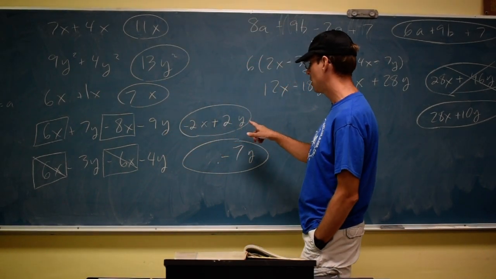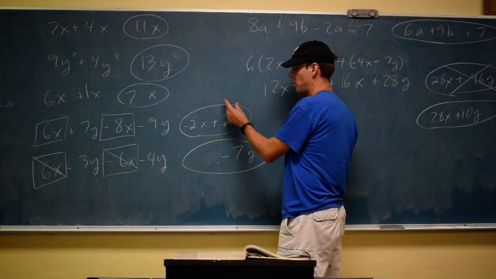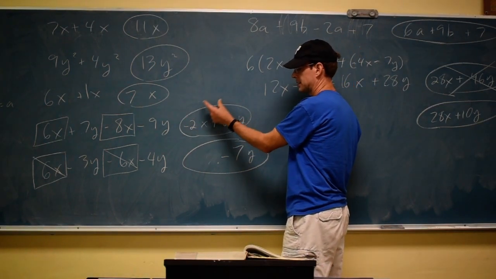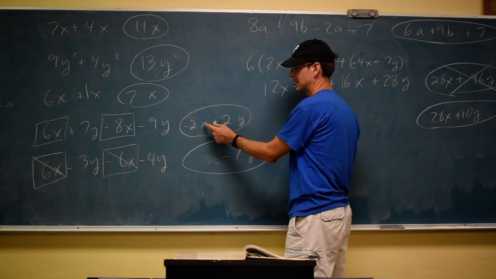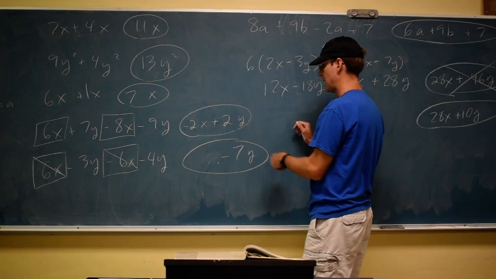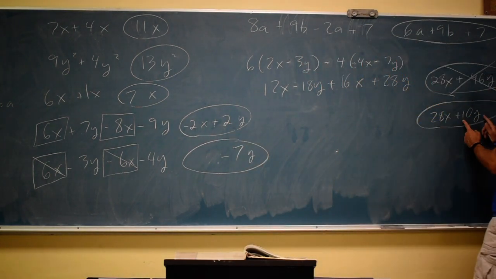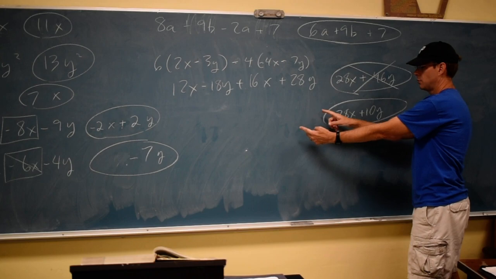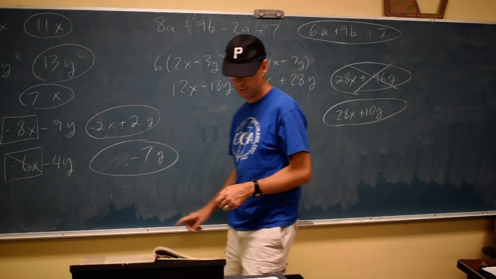So a question like this, you could say positive 2y first and save the minus 2x for last. But the x has to stay married to the negative 2. The y has to stay with the positive 2. This answer could be 10y first plus 28x second if you had that.